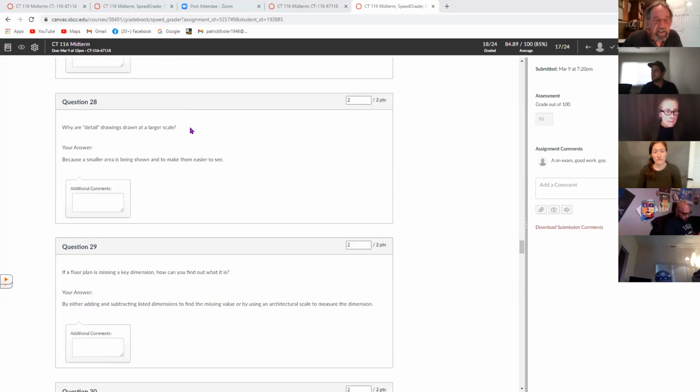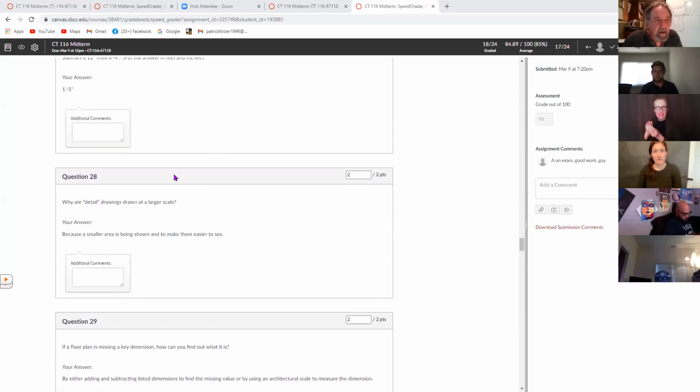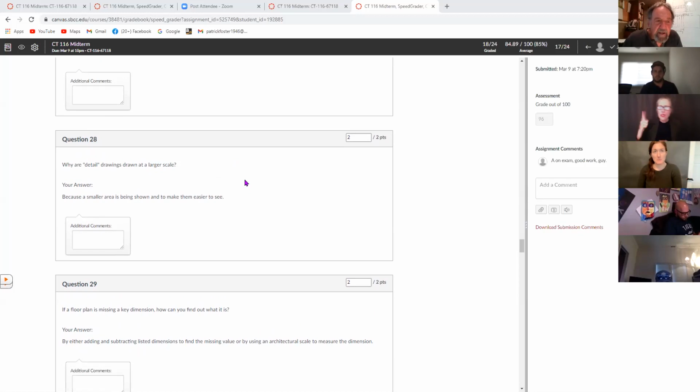Yeah, the other was an addition. We'll get to it in a second, but it's the same principle. Okay, why are detailed drawings drawn at a larger scale? I mean, it's pretty obvious, but I wanted you to say it. It's because a larger scale makes things bigger, and sometimes you need a bigger drawing to see the fine details.